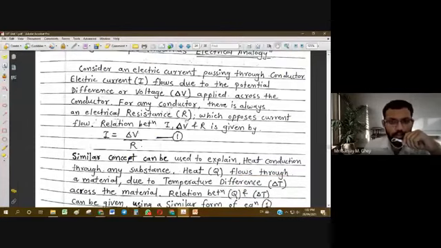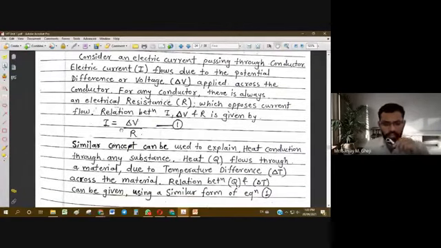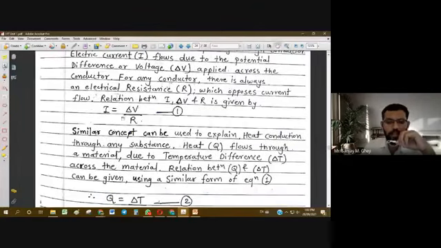That resistance is the electrical resistance, and it opposes the flow of current. All these three quantities are related like this: current I equals delta V upon R. That is, current equals potential difference or voltage divided by electrical resistance. This is applicable for any electrical circuit or any simple electrical wire. When a voltage difference is applied across it, current flow takes place and there is some resistance.